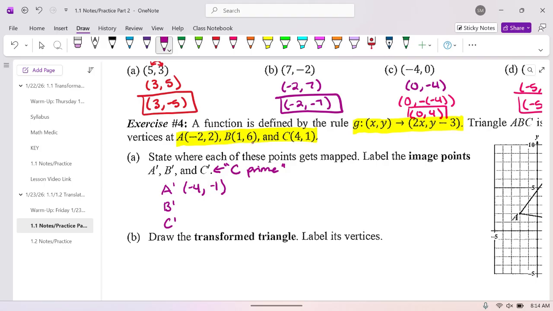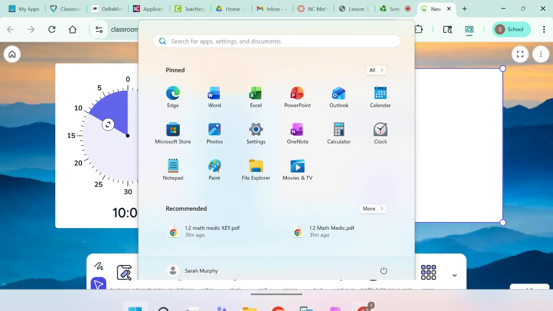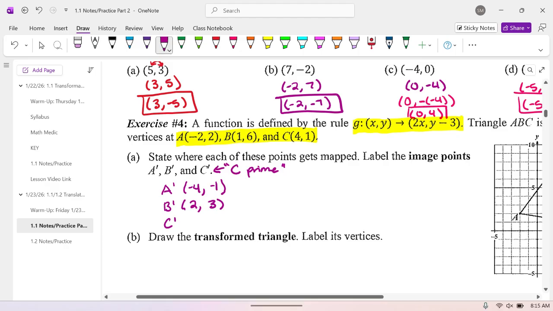So when you plugged in the point (1, 6) into this formula, what'd you get? So what's 2 times 1? 2. So that's when you plug the x in. What's 6 minus 3? 3. So that's when you plug the y in. All right. And then lastly, let's go Cohen. What'd you get for C prime? Good. So 2 times 4 is 8. 1 minus 3 is -2.